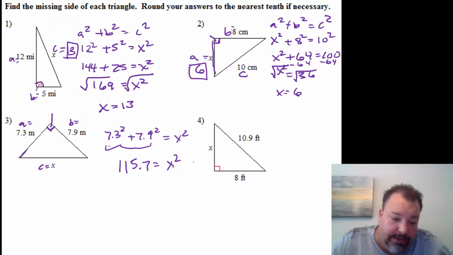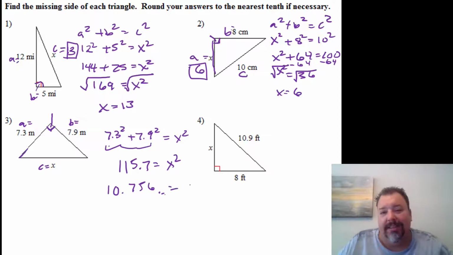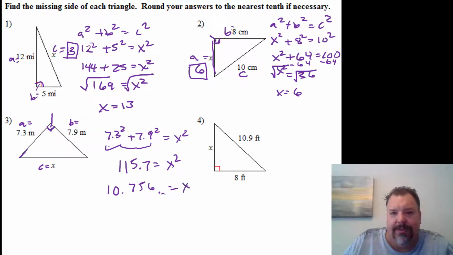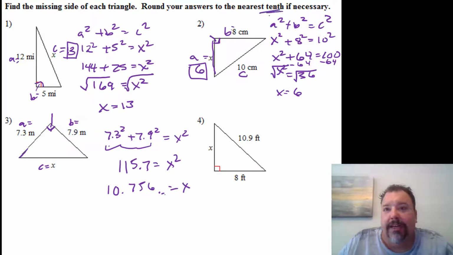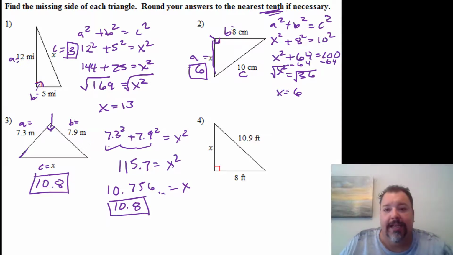So what is the square root of 115.7? Well, it comes out to 10.756. It's going to be an irrational answer this time because it doesn't come out to a nice square root. But notice up here in our directions it says round to the nearest tenth. So we're going to round this to one decimal place, to 10.8. So we get an answer of 10.8.